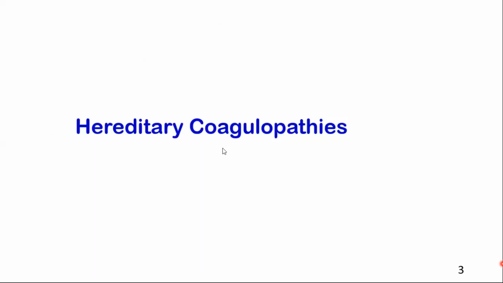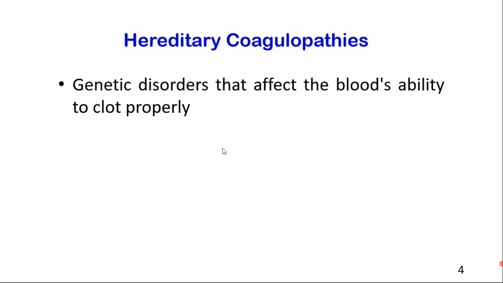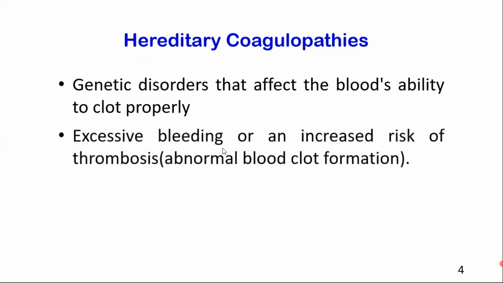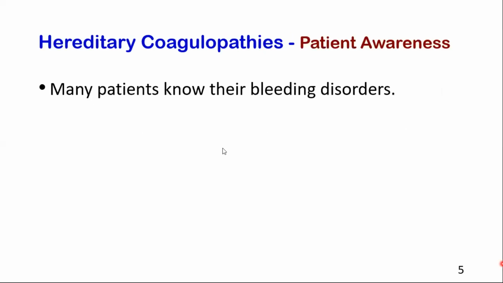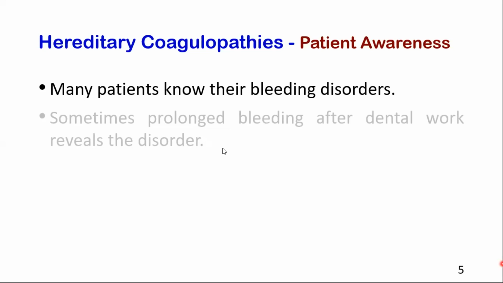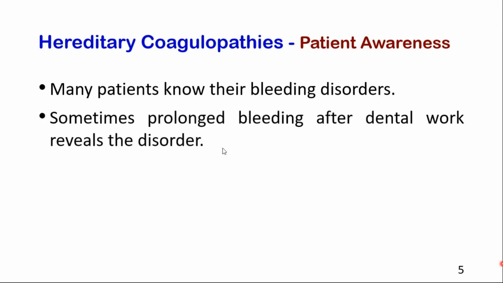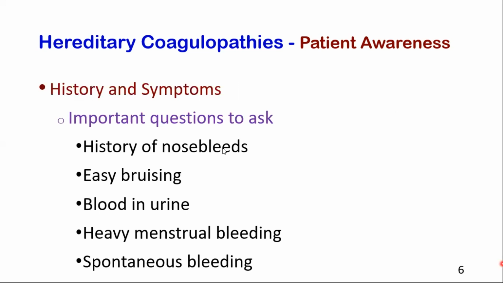Let's start with hereditary coagulopathies. Hereditary coagulopathies are genetic disorders that affect the blood's ability to clot properly. These conditions can lead to excessive bleeding or, in some cases, an increased risk of thrombosis. The most common hereditary coagulopathies include hemophilia A, B, C, or von Willebrand disease. Patients with inherited bleeding disorders often know about their condition, but sometimes prolonged bleeding after a dental procedure is the first clue. It is important to ask patients about their history of nosebleeds, etc.